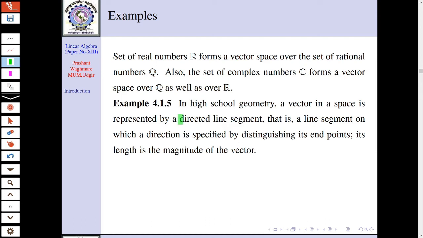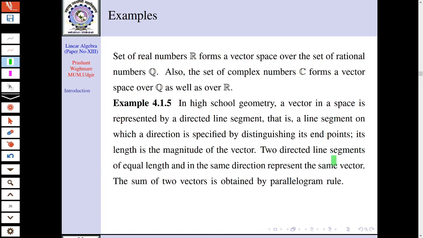Yes. Now the next example: in high school geometry, a vector in a space is represented by a directed line segment. Generally we denote a vector by a directed line segment from the origin, which is specified by distinguishing its endpoint. Its length is the magnitude of the vector. Two directed line segments of equal length and in the same direction represent the same vector. That means two directed line segments are equal if their directions are the same and they have the same magnitude, and then we can say that two vectors are equal.